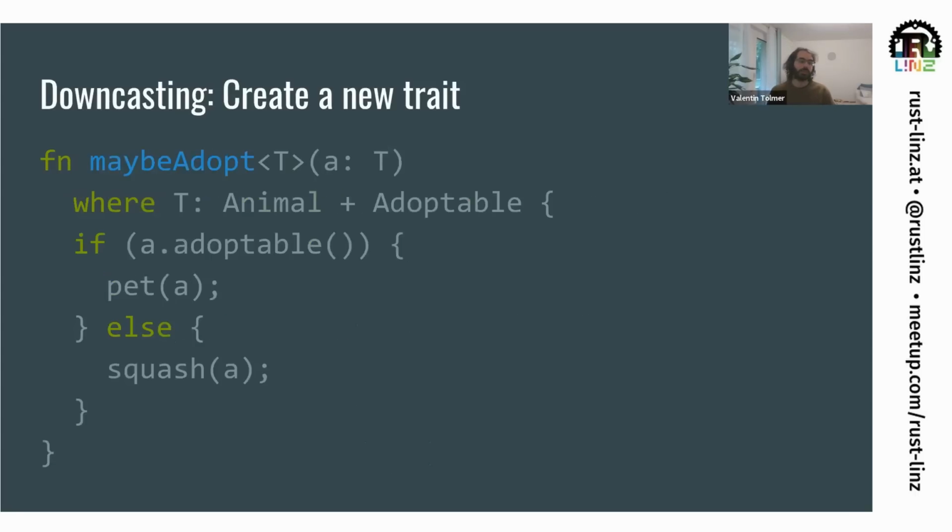And your code would look like this. You take a T, and that T is both an Animal and Adoptable. Since it's both, you can check if it's adoptable. If it's adoptable, then you can pet it, which takes an Animal. Otherwise, you can squash it.